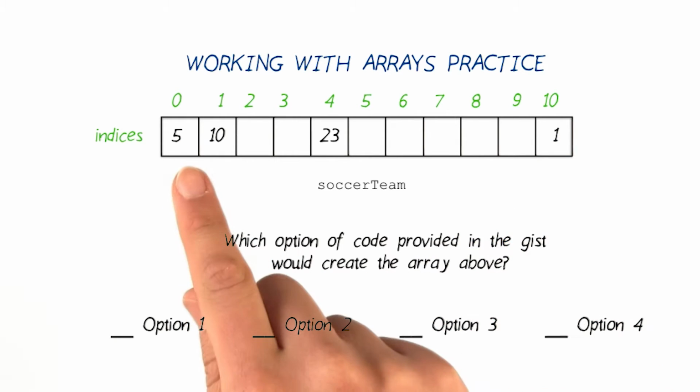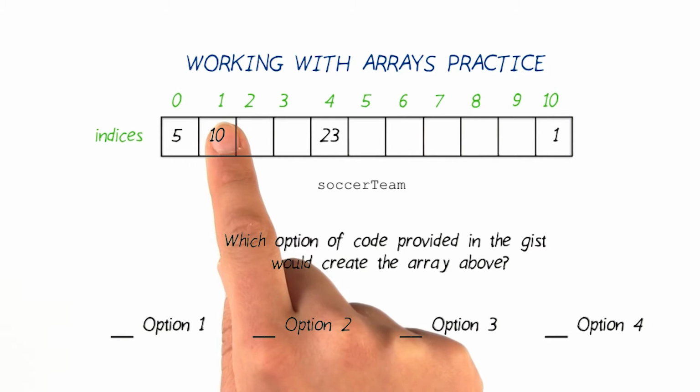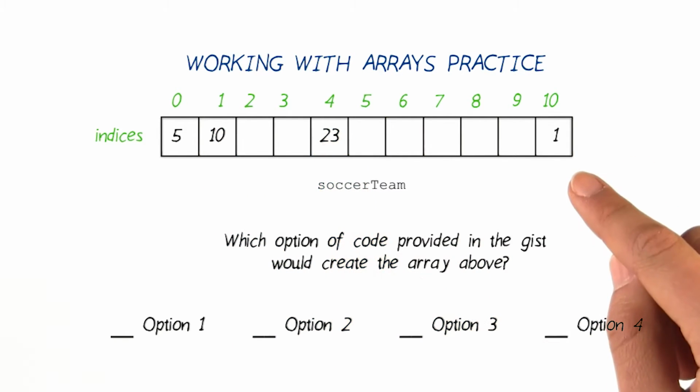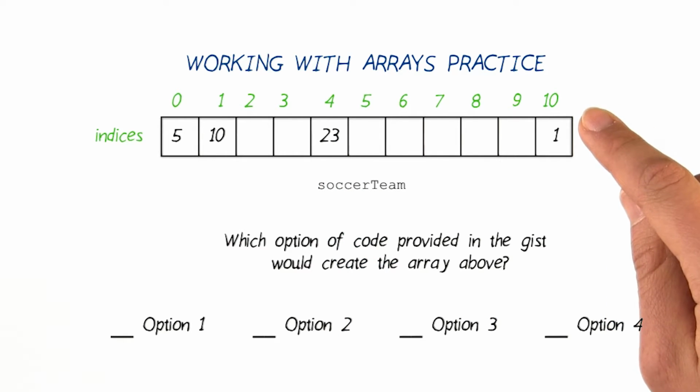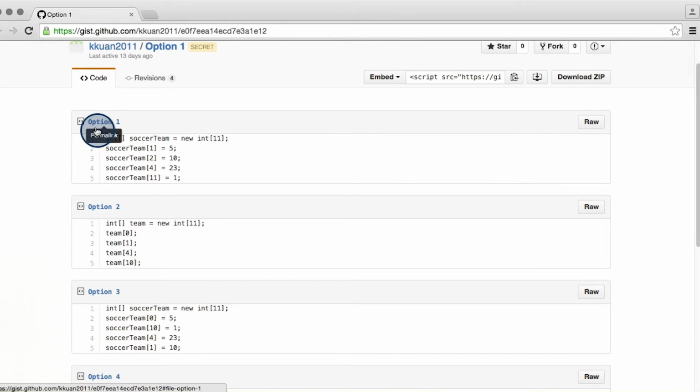This means that the integer 5 is at index 0, the integer 10 is at index 1, the value 23 is at index 4, and the value 1 is at index 10. Now let's review the code options. So this first option creates an integer array of length 11 and has a variable named soccer team. So far it's looking correct.